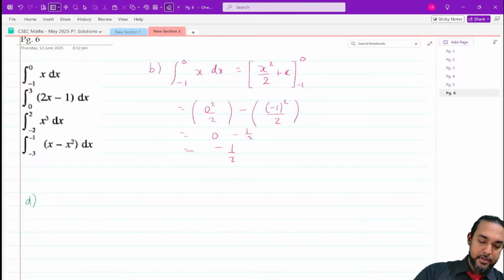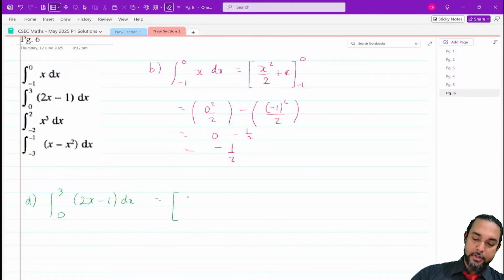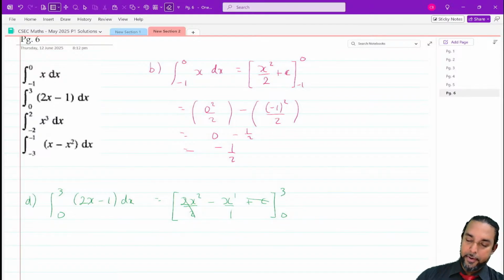All right, so then this is the integral between limits of 3 and 0 of 2x minus 1 dx. When 0 is your second limit, you could definitely disregard it. So we're going to have the integral: 2x squared all over 2, which will cancel, just x squared, and then x to the 1 over 1, which is just x, plus c, between 3 and 0. You can disregard that, right?